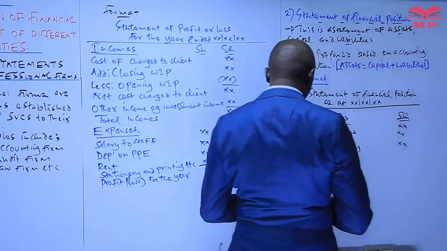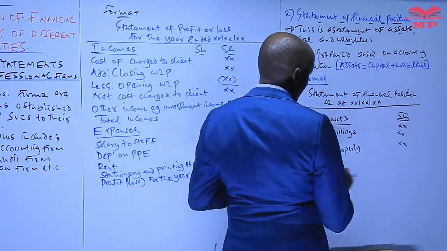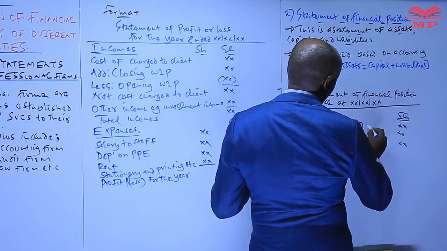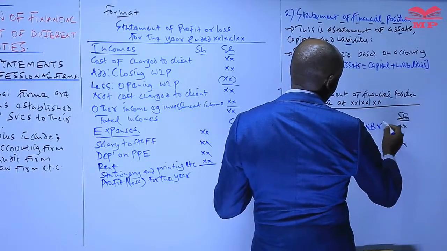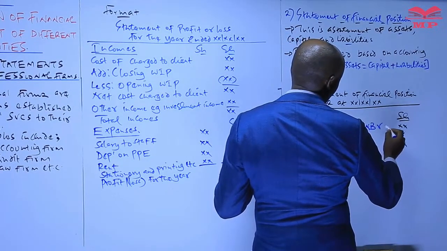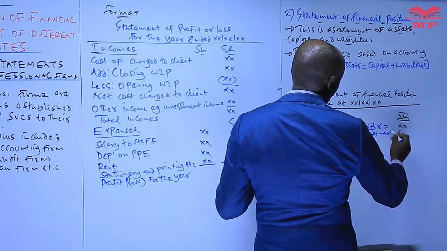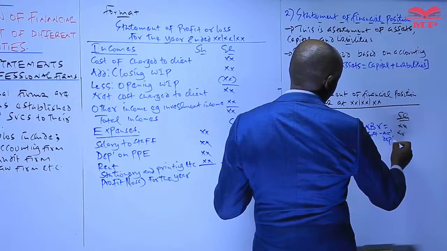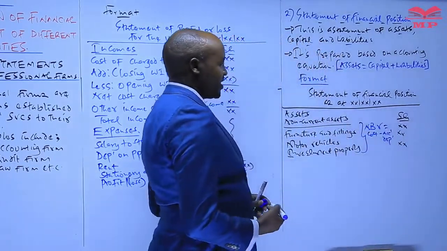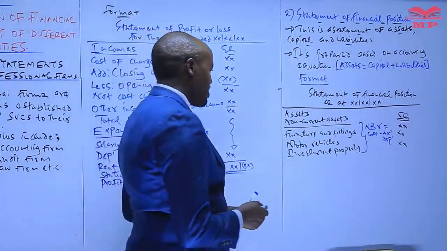It is also important to note that when recording the non-current assets, we record them at their net book value. So to compute the net book value of this particular asset, we take their cost minus the accumulated depreciation at the end of the year. The cost minus the accumulated what? Depreciation at the end of the year.